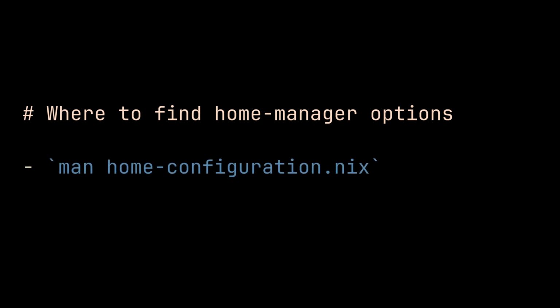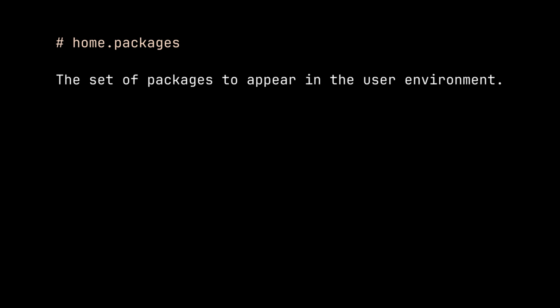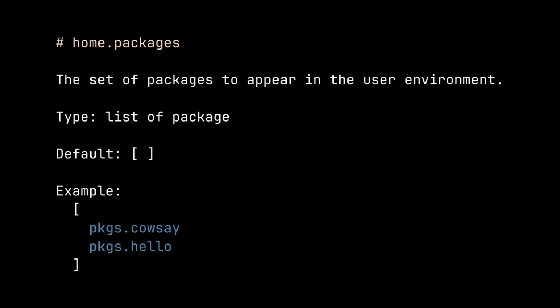You can search all available Home Manager options on Home Manager main page or on the search website. As an example, let's search for home.packages option and take a look at the details. The description says home.packages is the set of packages to appear in the user environment. The data type is list of package and the default value is empty list. Sometimes it also comes with examples, which is very useful for beginners.